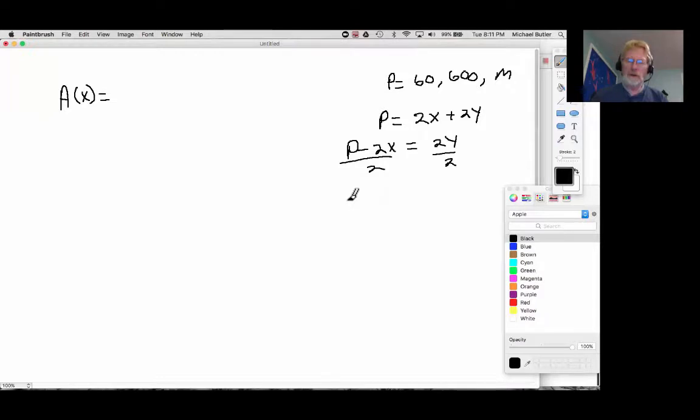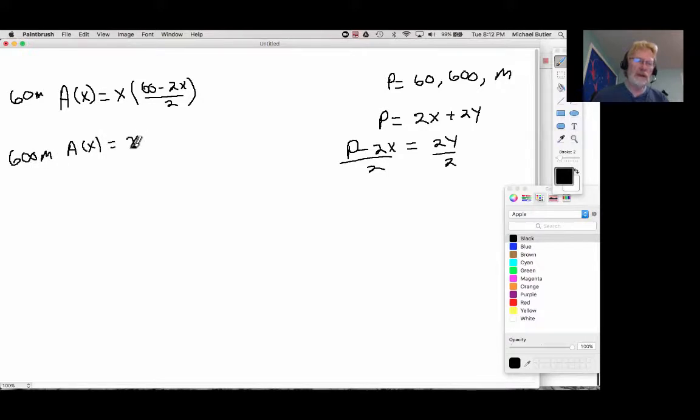Okay. So if I wanted A of x with, let's say, 60, right? If we had 60 meters of fence, then A of x is going to be x times, well, then it's going to be what? 60 minus 2x over 2. And I'm going to leave it unreduced just to help it make sense, see what's happening as we go along, right? And now what if we had 600 meters of fence? Well, then A of x would be equal to x times 600 minus 2x over 2. You getting it? Yes.